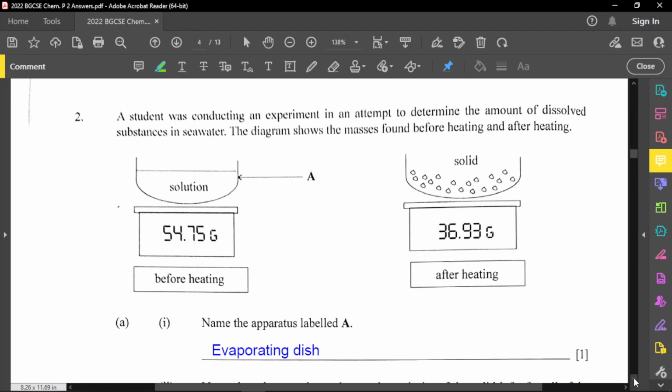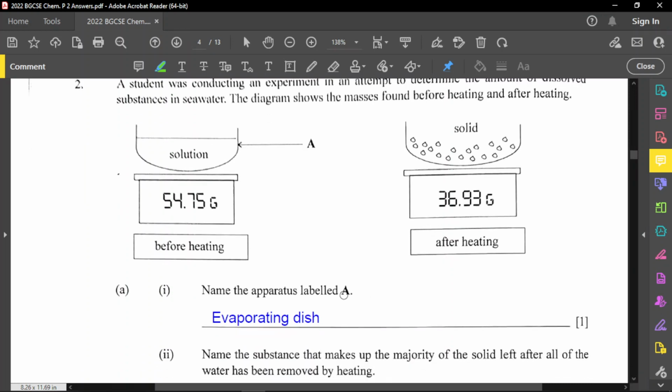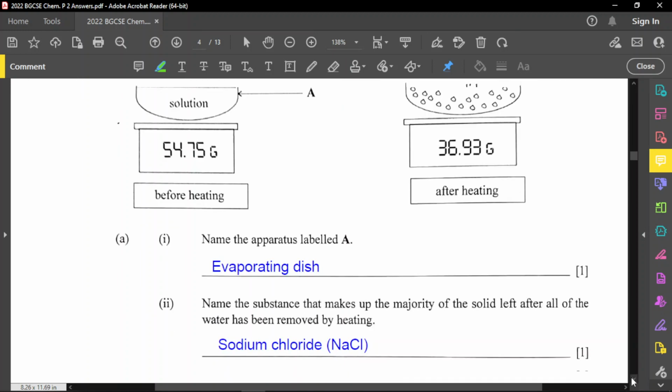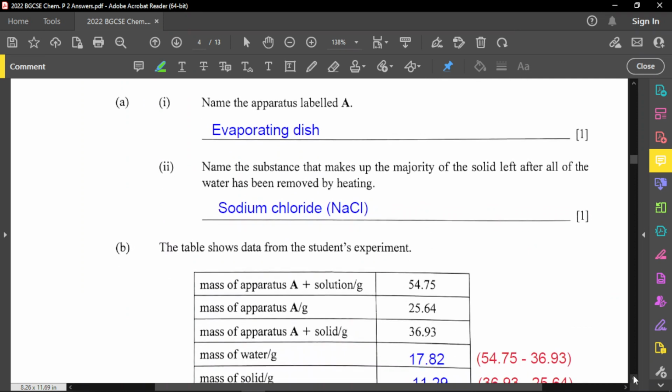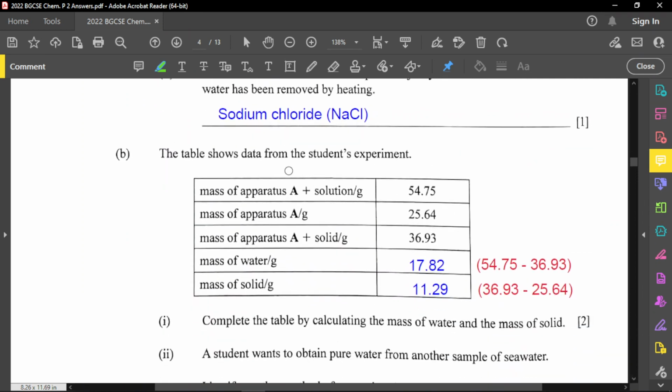The first part of the question asks us to name the apparatus labeled A, and this is an evaporating dish. All right, so let's go to part 2. It says name the substance that makes up the majority of the solid left after all of the water has been removed by heating. Of course, the mass is different because the water was evaporated. The evaporation of water leads to a decrease in mass. The majority of the solid left behind will be sodium chloride. Sodium chloride is NaCl, the salt that remains from the seawater. For part B, the table shows data from the student's experiment.